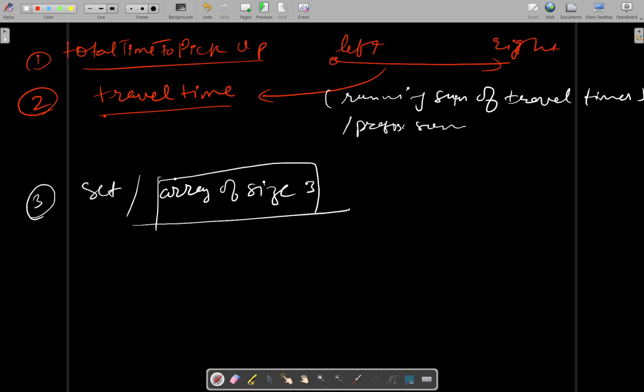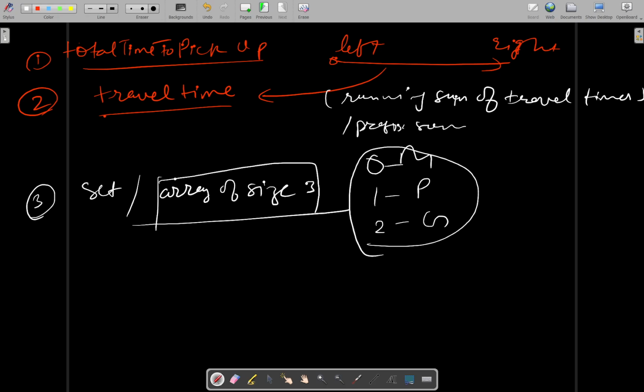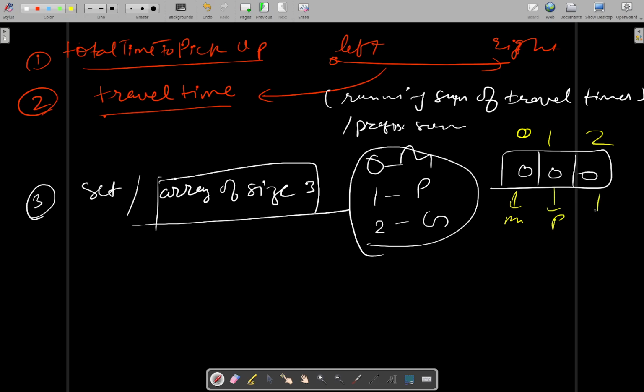And it will not matter much. You can assign the 0th index to M, then the first index to E, let's say, and the second index to G. Initially your array will look something like this: 0, 0, 0, and these will be your indices 0, 1, 2, and it will be your metal, paper, and glass.